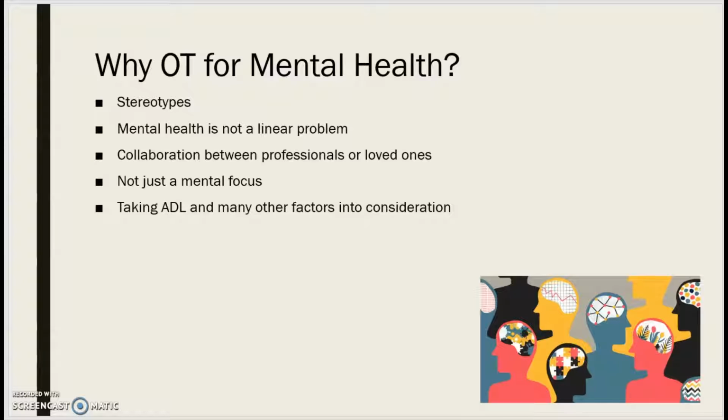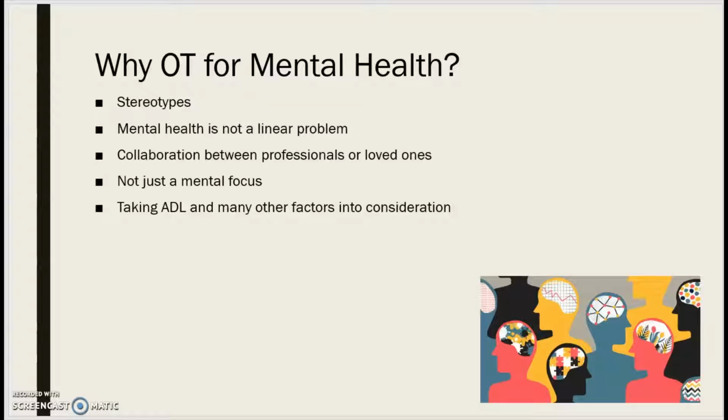So why would you use occupational therapy for mental health? Typically, when people think of mental health problems, their initial thought is a therapist and cognitive behavior therapy. Although these work very well, they are not the only way to help with mental health. Another misconception is that mental health is a linear problem that can be solved with pills or just seeing a doctor or therapist. This is not the case, and in most situations, it is typically a collaboration of many different health professionals, as well as loved ones.